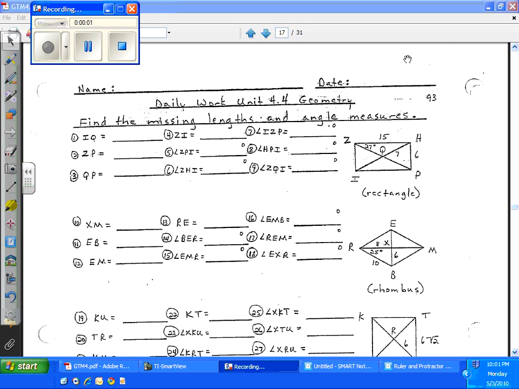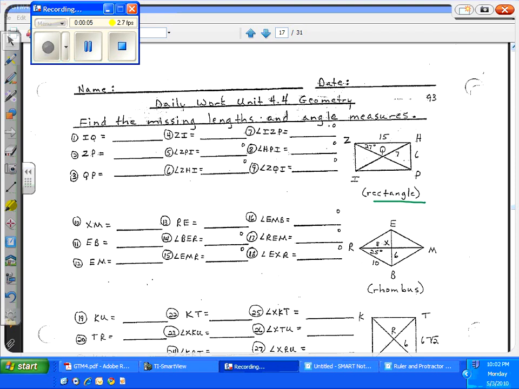Daily work unit 4-4. The first picture gives us a rectangle. We're going to use the properties to answer all the questions, or basically to fill in the picture, because the question asks about every little piece. We don't want to have to rethink that whole picture 9 times. So we're going to just do the picture, and then all the answers will be there. You see, we know that both pairs of opposite sides are parallel.